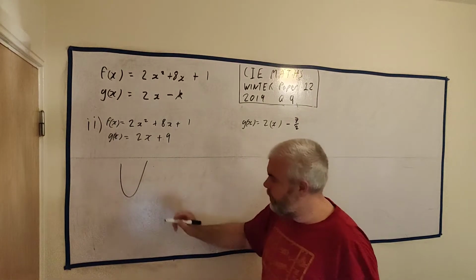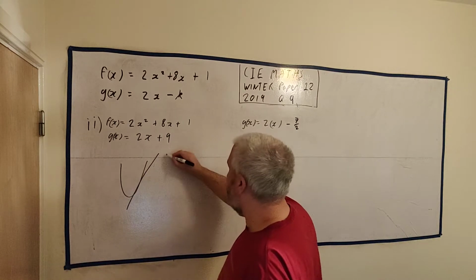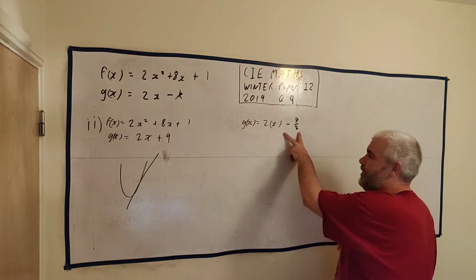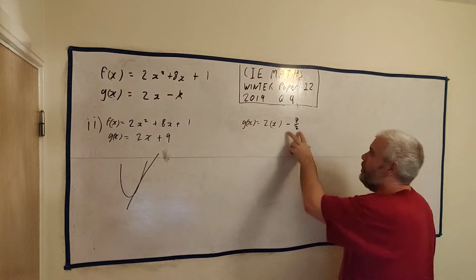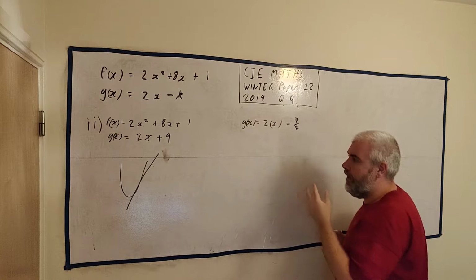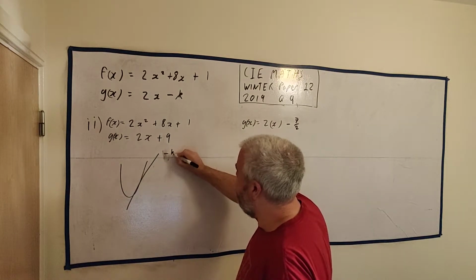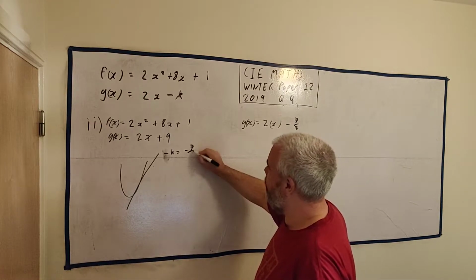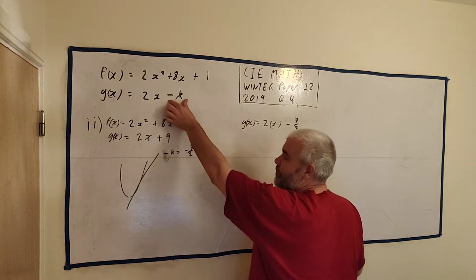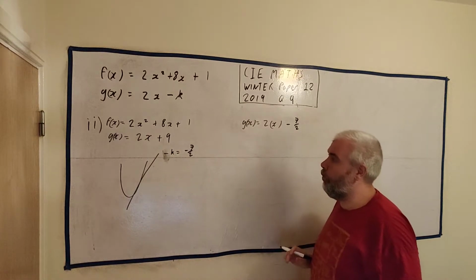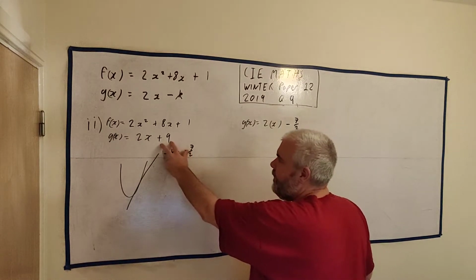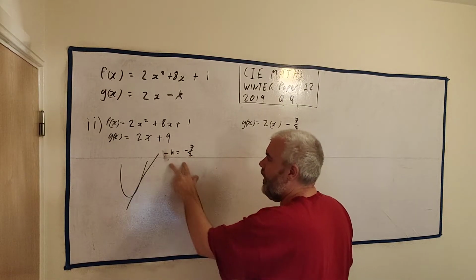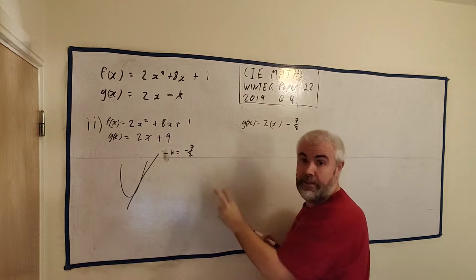So let me put that one in here again. Let's forget about k. Because k was 7 over 2, I'm more interested in minus k, so let's write minus k equals minus 7 over 2. So the y-intercept, that's really what I'm interested in here. The y-intercept in this case here is plus 9. Plus 9 is bigger than minus 7 over 2.